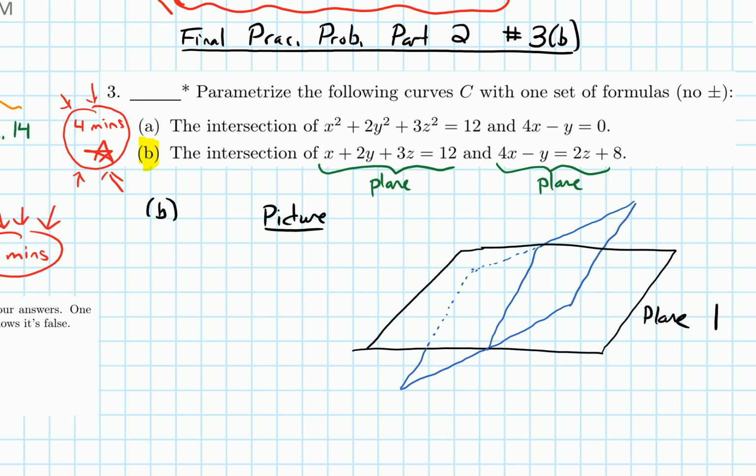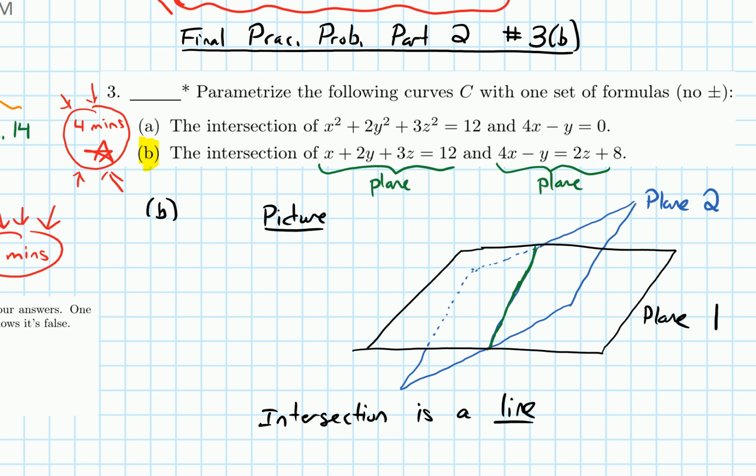But the intersection is here. The intersection is a line. Okay, so the intersection is a line, and that's useful to know. All right, so this other plane I'll call plane 2. What I need to do is parameterize that line. And we've actually done an example of this before.